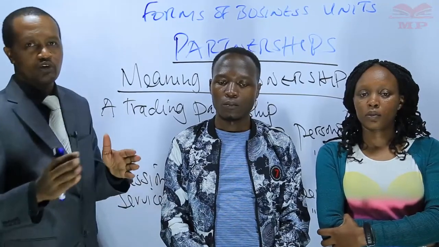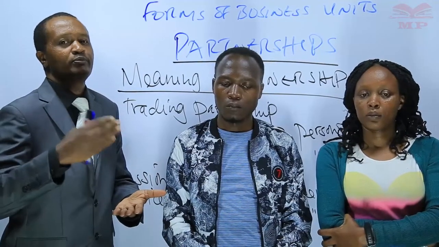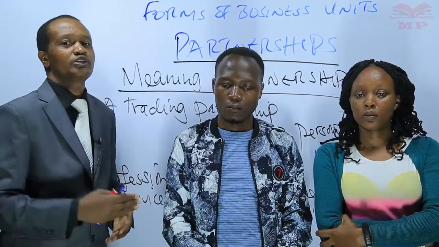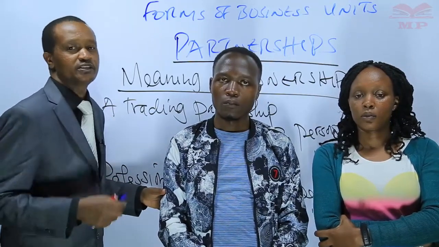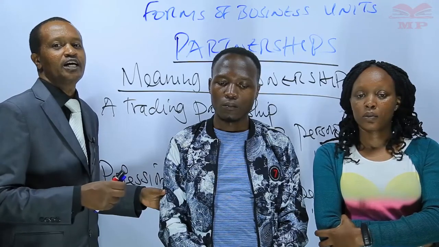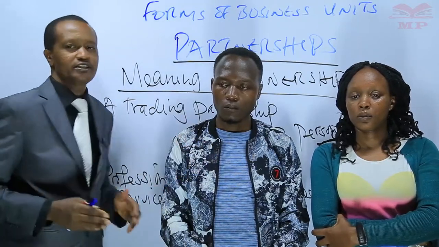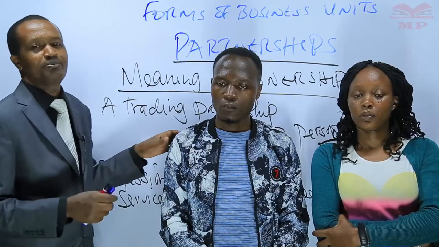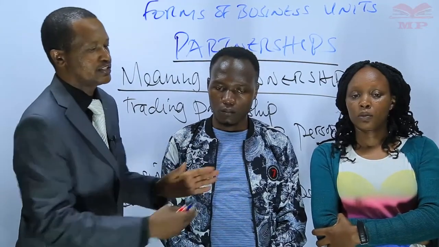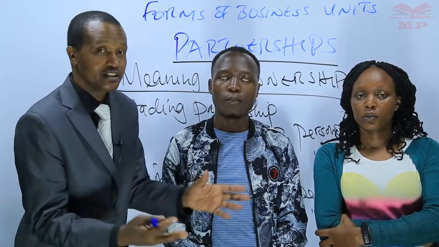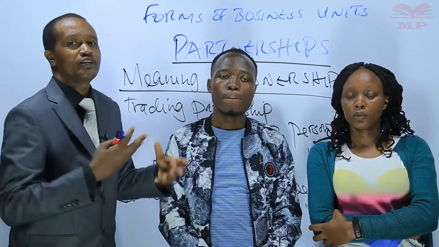Now, on formation of a partnership, the partners have to agree on how the proposed business will be run so as to avoid disagreements and misunderstanding among themselves. The agreement by these partners is referred to as a partnership agreement. So if Pato and RT have agreed to do business as partners, then they have to agree on how they are going to run their partnership.